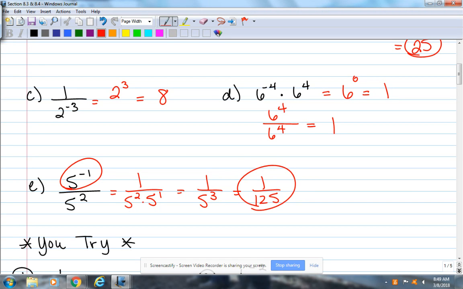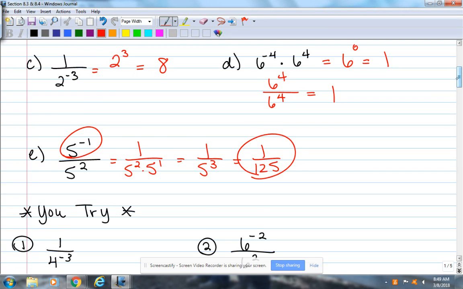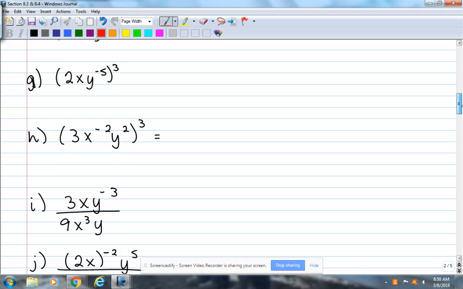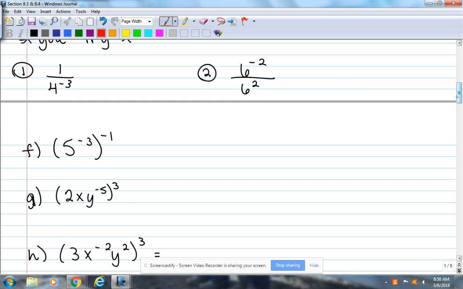Questions? I'm going to skip these U-tries, and we're going to go to the more difficult stuff. Exponent rules are fine.